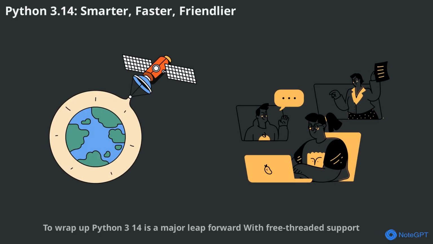Wrap up, Python 3.14 is a major leap forward. With free-threaded support, deferred annotations, a turbocharged interpreter, smoother garbage collection, and smarter strings, Python is more powerful and user-friendly than ever. You don't have to change how you code, but you'll notice your programs running better and your developer experience getting easier. Python 3.14 is all about making coding smoother, faster, and more fun for everyone.